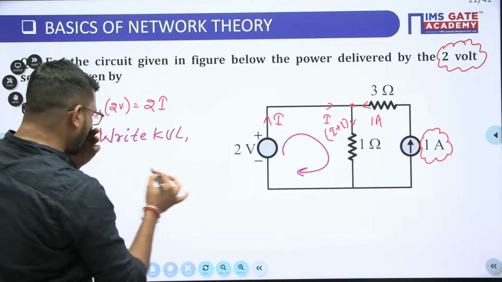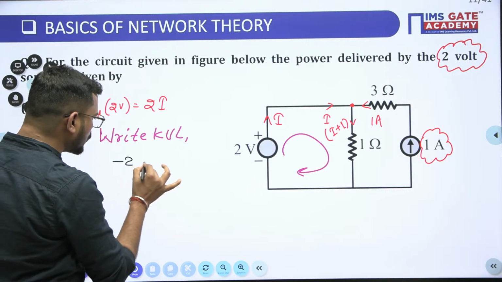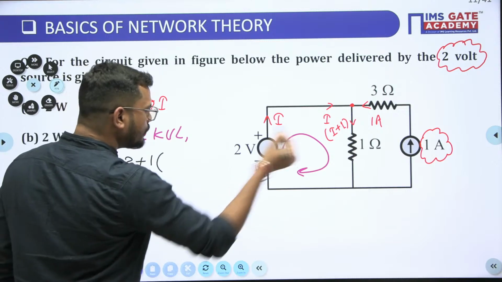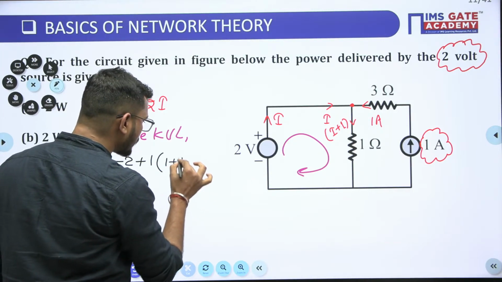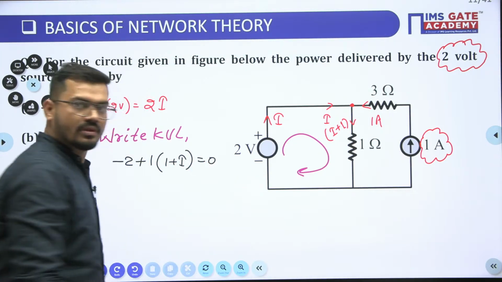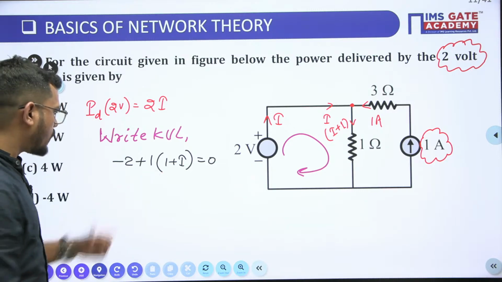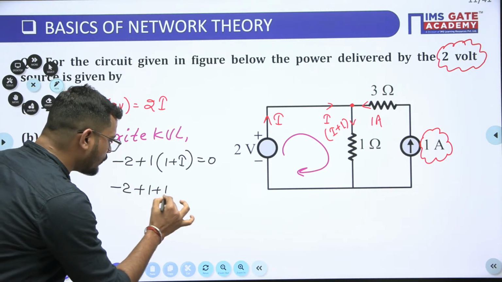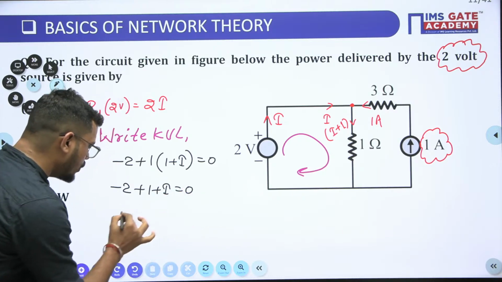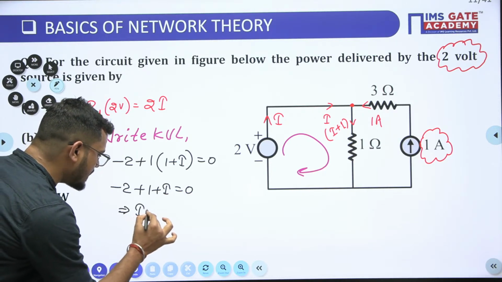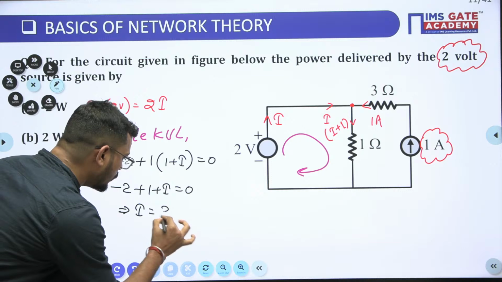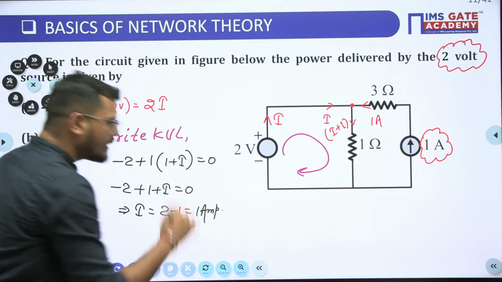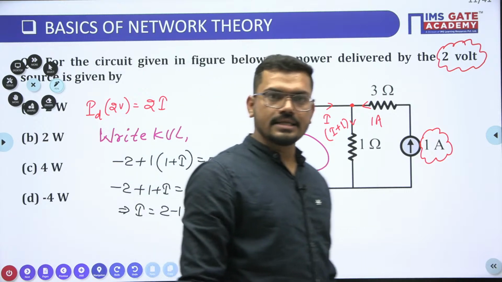This KVL is nothing but minus 2 plus 1 times the current, which is 1 plus I, and this must be equal to 0. So minus 2 plus 1 plus I equals 0. From here we can write I equals 2 minus 1, which is 1 ampere, guys. Is it clear, yes or no?